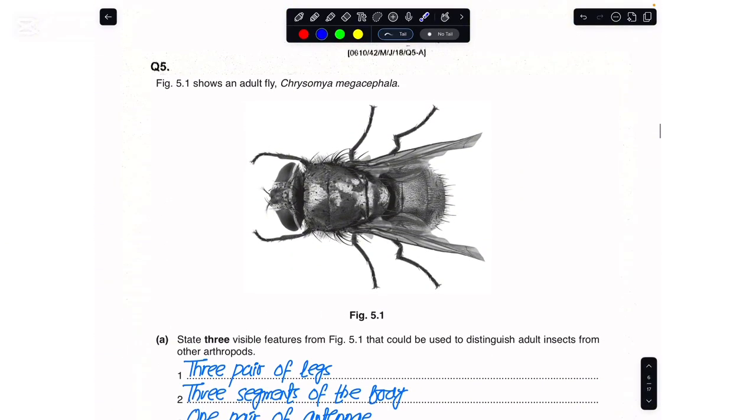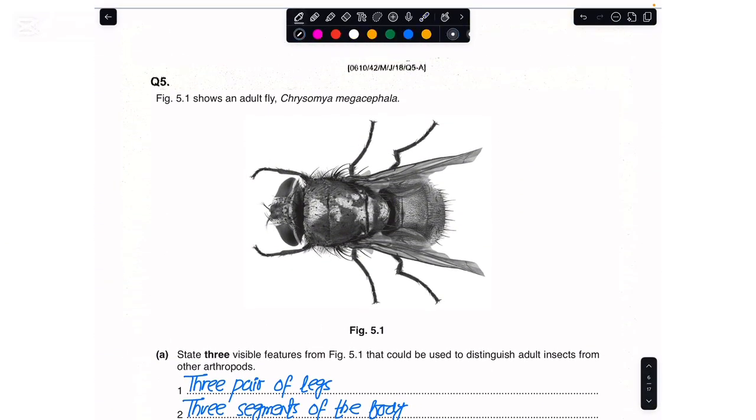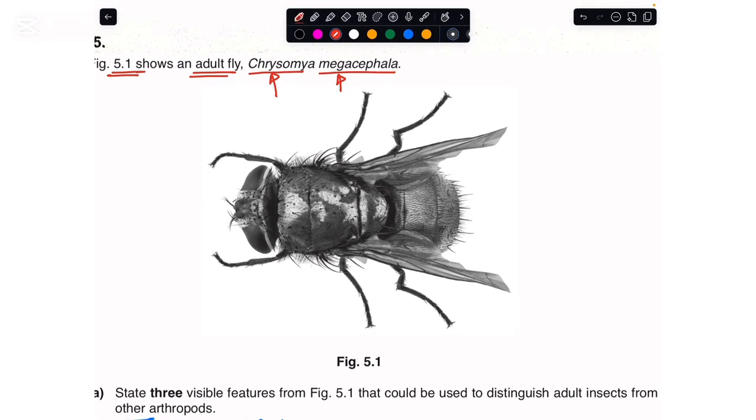Moving onward to question number 5 from May-June 2018, variant 4.2, they say that figure 5.1 shows an adult fly, and the name of the genus is Chrysomya and the species is megacephala. So this is the genus, this is the species. If I could clearly take you to the parts of this insect, here lies the head, here comes the thorax, and then here comes the abdomen.